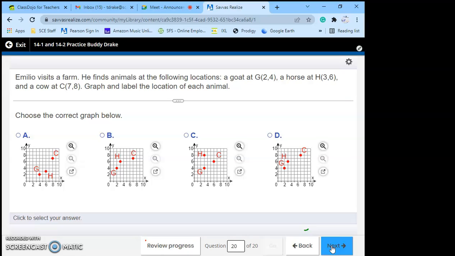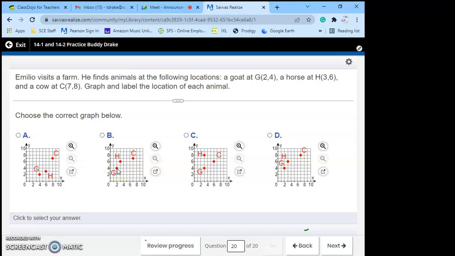Emilio visits a farm. He finds animals at the following locations: a goat at G, a horse at H, and a cow at C. Graph and label. All right, well, the G is 2, 4. So I'm going to go over to 2, up 4. There is no G. Can't be A. G is 2, 4. Go over to 2 and up 4.